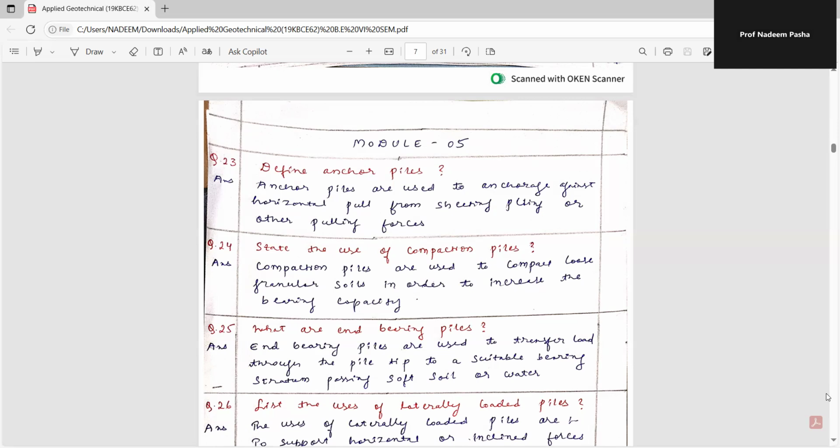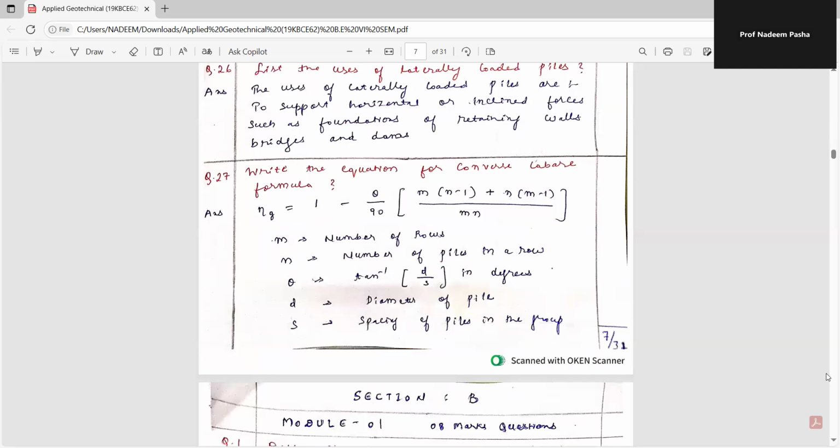What are end bearing piles? End bearing piles are used to transfer load through the pile tip to a suitable bearing stratum, passing through soft soil or water. What are the uses of laterally loaded piles? Laterally loaded piles are used to support horizontal or inclined forces, such as foundations of retaining walls, bridges and dams. Next, the Converse-Labarre formula.